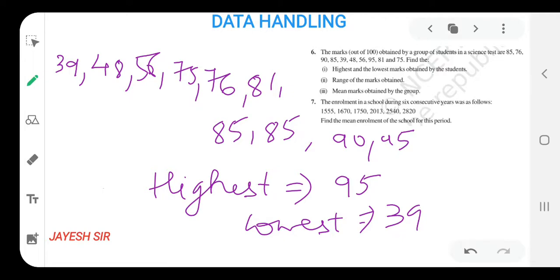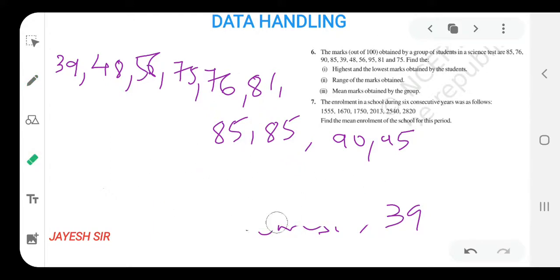I hope you all might be getting it. This was the first sum, and we have got the answer for the first sum by writing highest and lowest. So highest and lowest we have found, and I have written it over here.